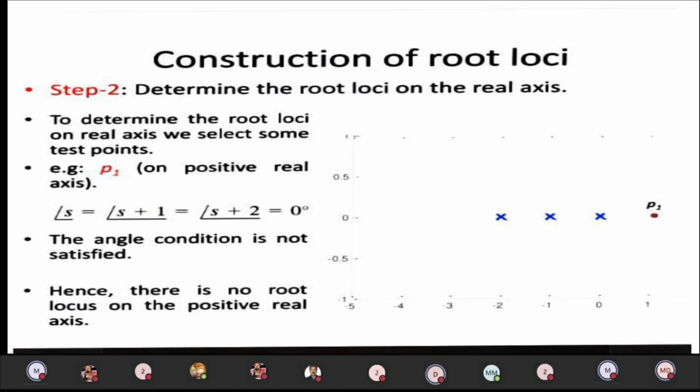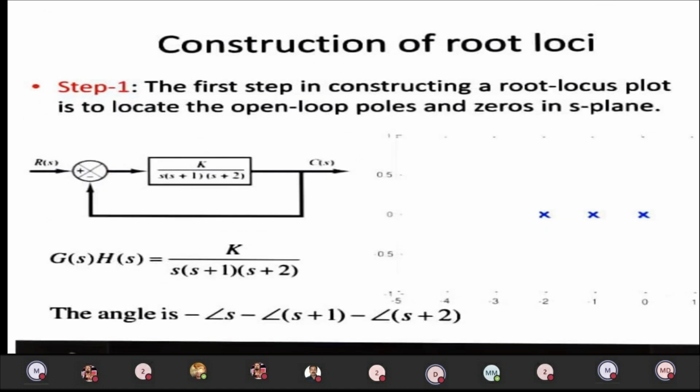Construction of root locus. Here you can see K divided by s into (s plus 1) into (s plus 2). So this is one problem. In the first step, you have to locate the poles and zeros. First of all, you have to look into the open loop transfer function and identify the number of poles and zeros.